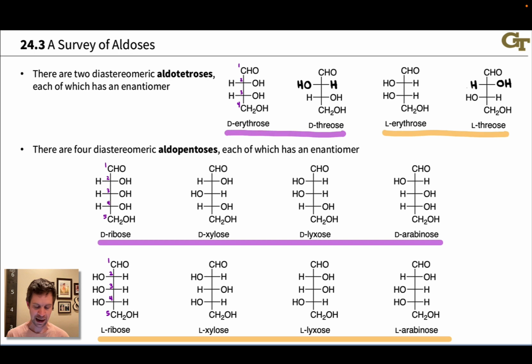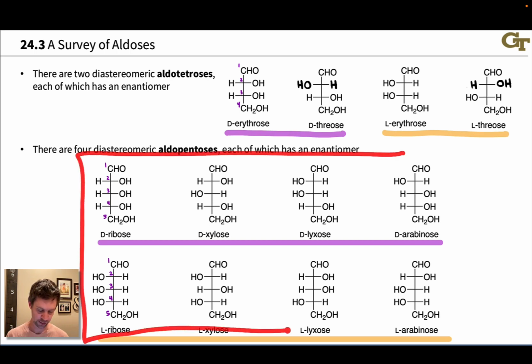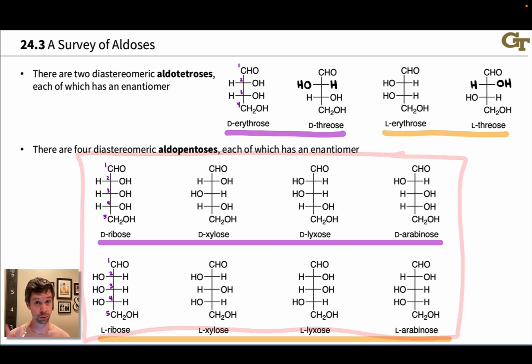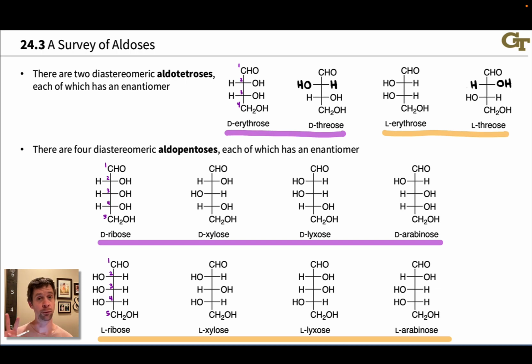So notice there are 8 ways overall to arrange the configurations of the 3 stereocenters in the chain, but 4 of the ways are enantiomeric with 4 of the other ways, and so we end up with 4 enantiomeric pairs, if you like, or 2 sets of diastereomers with 4 diastereomers in each for the aldopentoses.